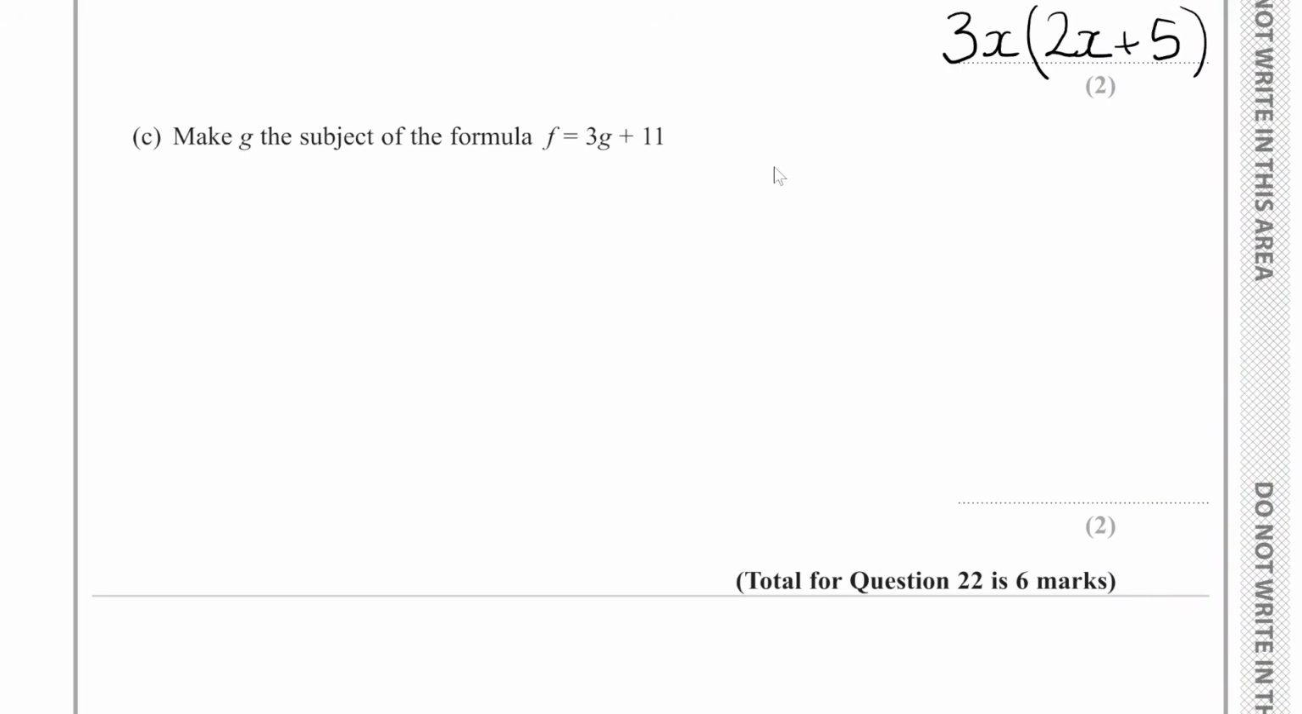Part C, make g the subject of the formula. So that means get g by itself. Whatever we do to one side of an equation, we have to do to the other side. So to get g by itself, I'm going to take 11 away from both sides, which will leave me with f minus 11 equals 3g. Then to get g by itself, at the moment it's multiplied by 3. So I do the opposite of multiplying by 3, which is dividing by 3. So divide both sides by 3. So g is f minus 11 divided by 3.